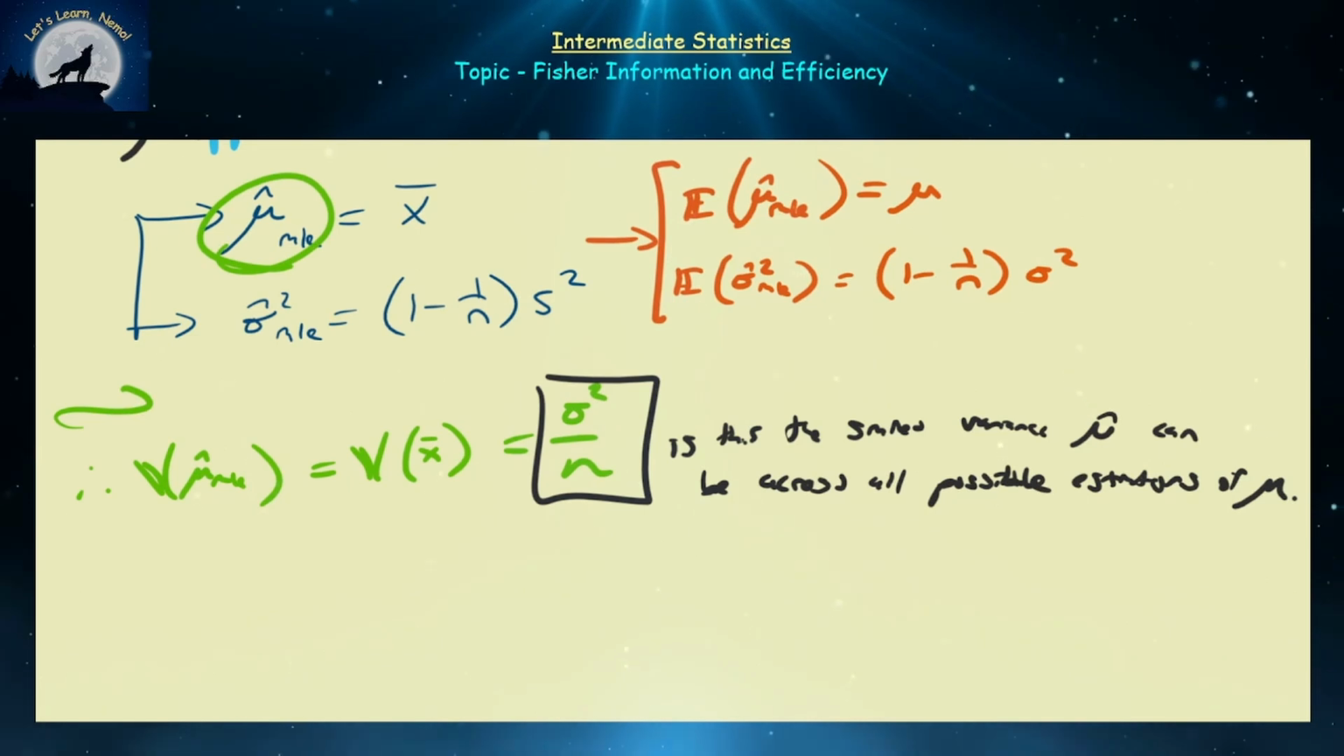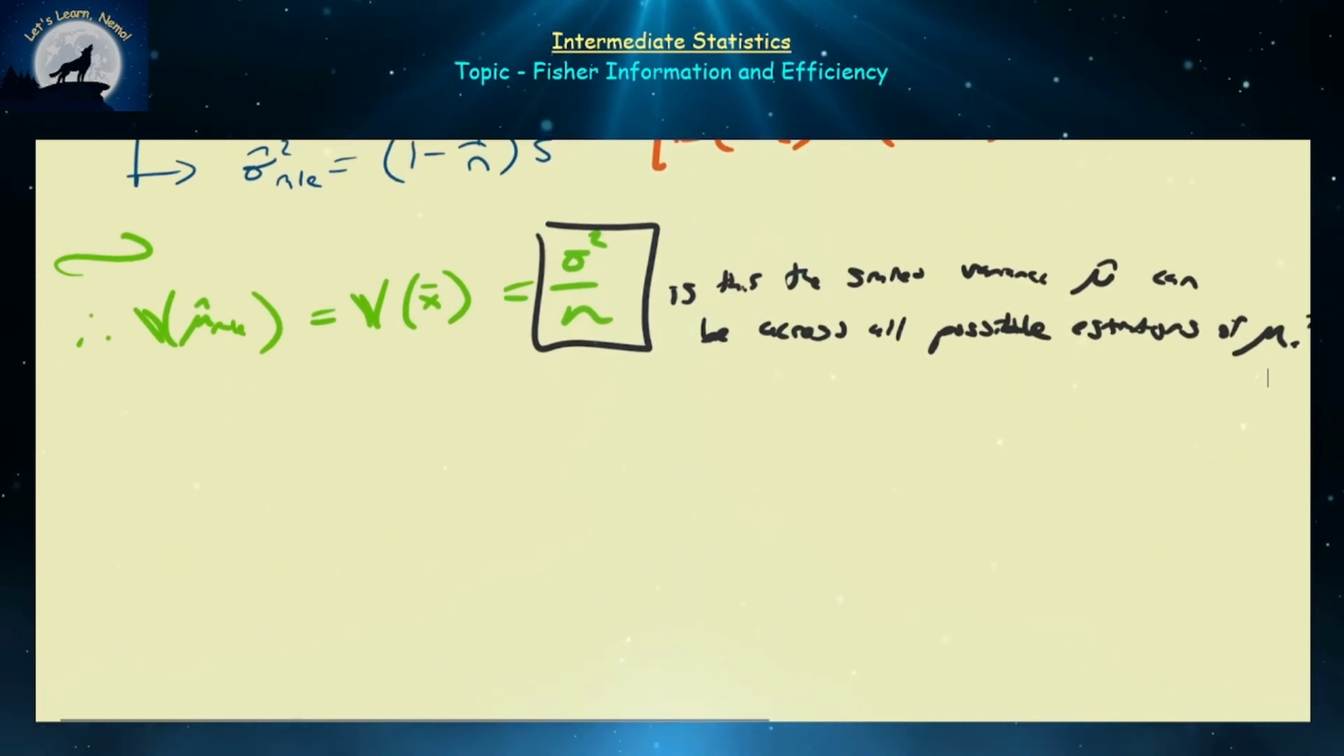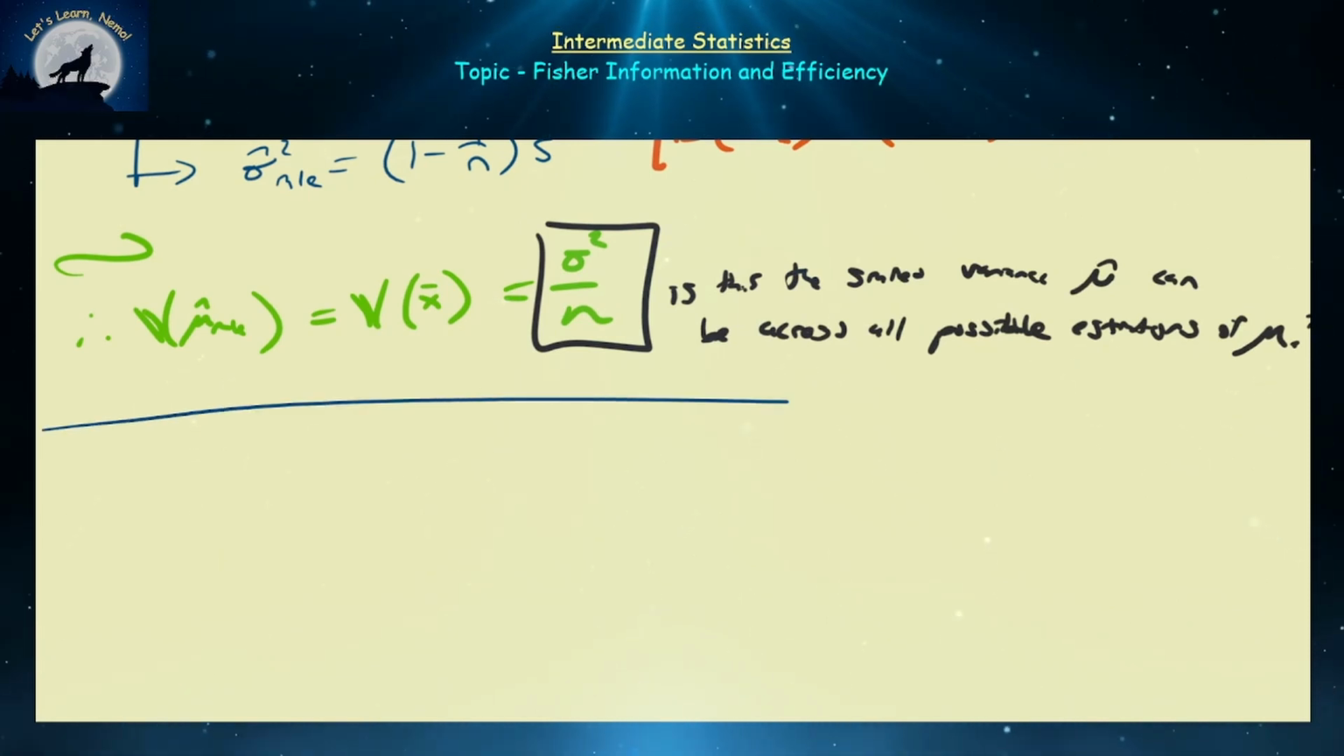So what would be the conclusion to this? Is this really the smallest variance that it can be? That is, is it a minimum variance unbiased MLE estimator for mu? Well, we would have to find the Fisher information, the score function, and then find the Cramér-Rao lower bound for all possible estimators independent of this. So let's see if we can do that.